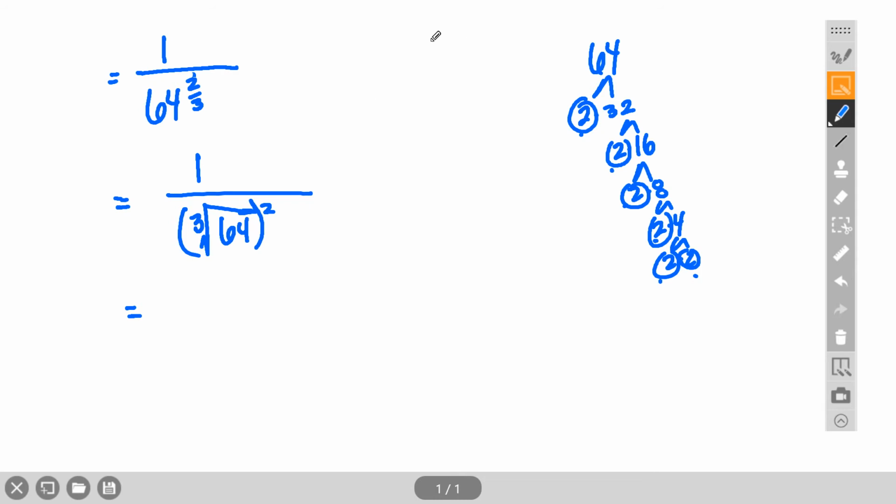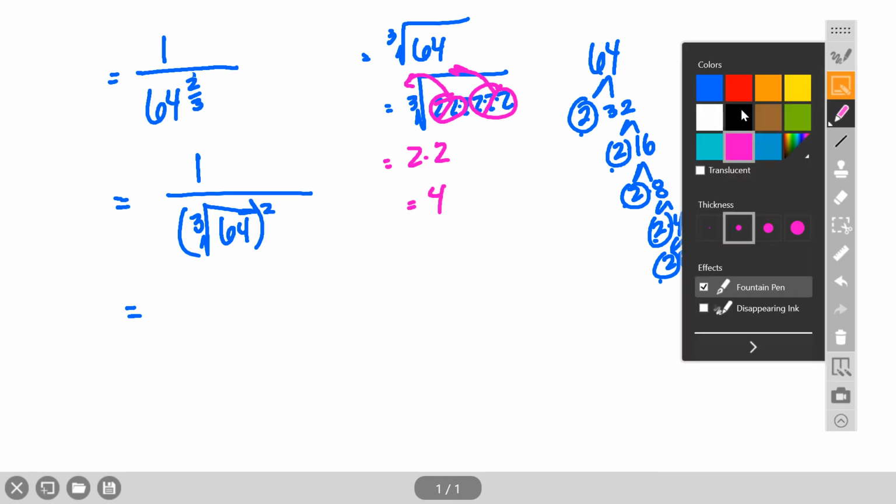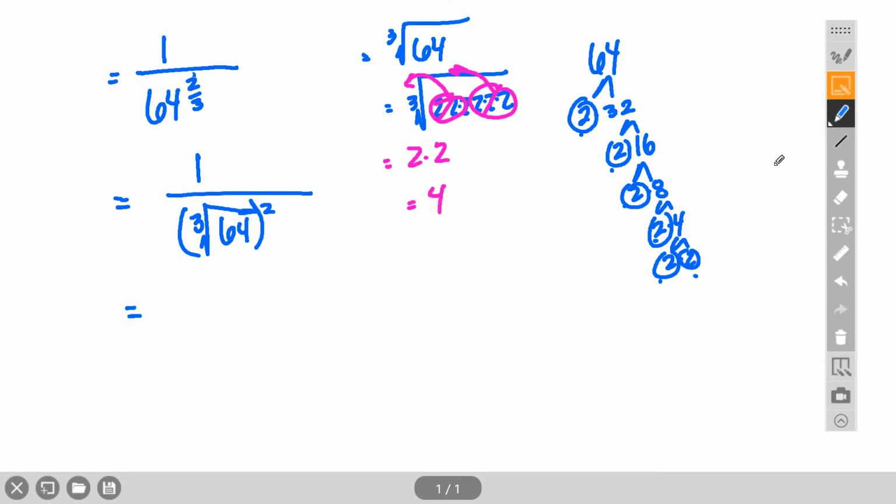So I'm going to simplify that over here. The cubed root of 64 is the cubed root of 2 times 2 times 2 times 2 times 2 times 2. So I can bring out a group of 3 twos, so I can bring out a 2, and I can bring out another group of 3 twos, so I can bring out another 2. So the cubed root of 64 is 4. And that's because 4 times 4 times 4 is 64.